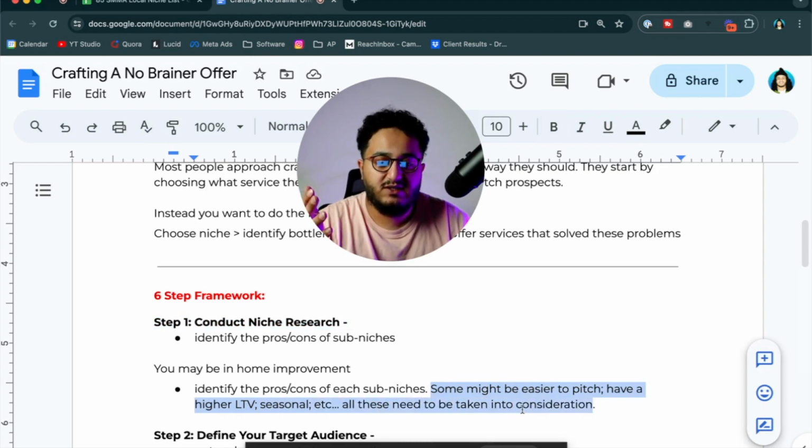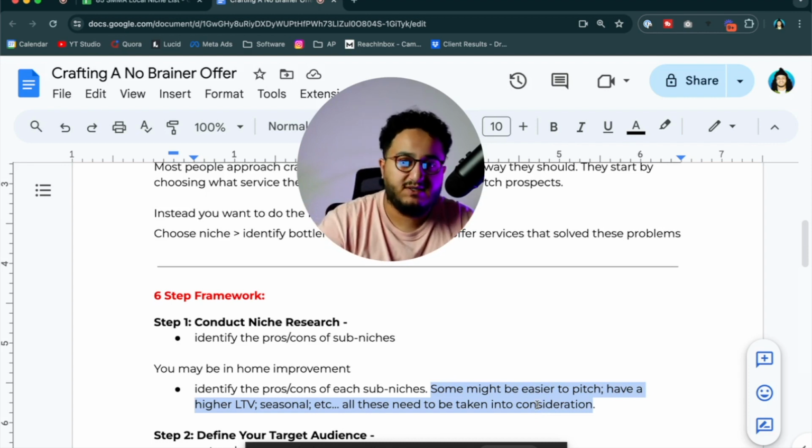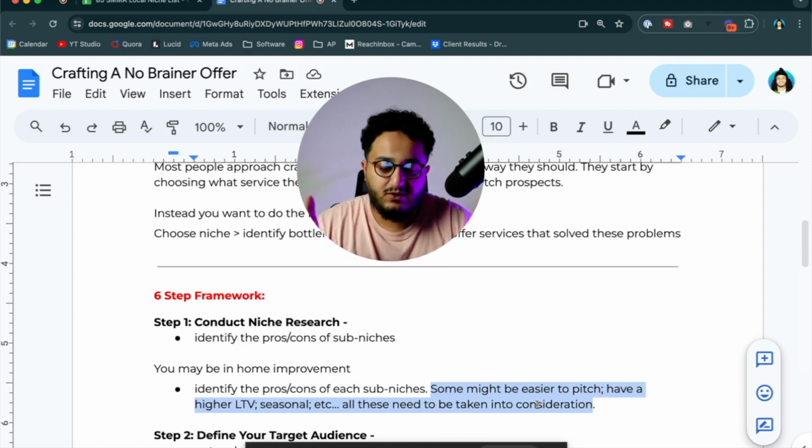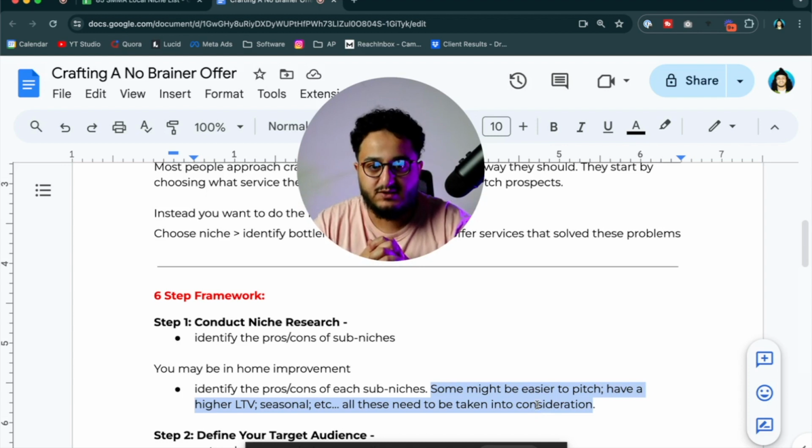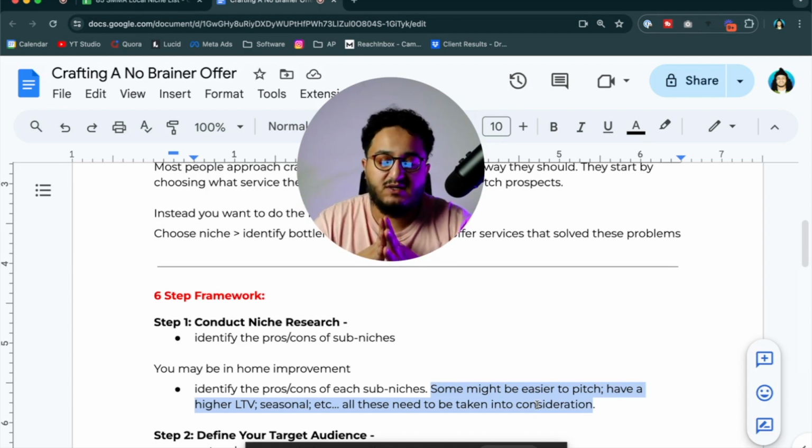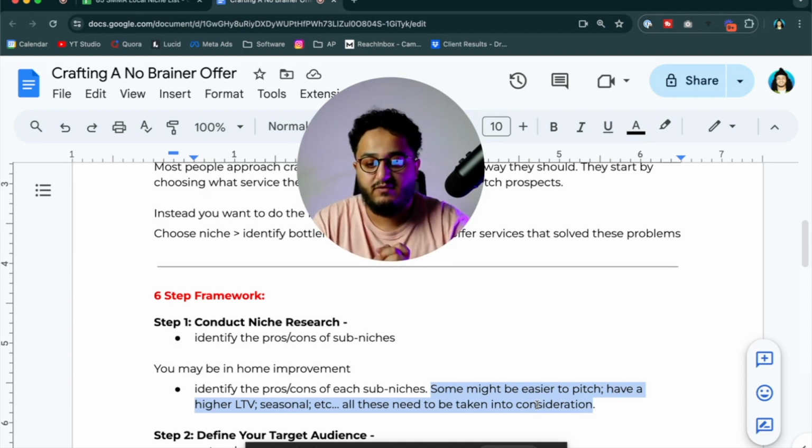All of these things you need to take into consideration before you say, I'm going to go ahead and work with these people. I'm going to build out my site. I'm going to run ads. I'm going to do all this. It's like, dude, before you do any of that, you need to get clarity on this, okay? Because all of these need to be taken into consideration because it's very, very important.